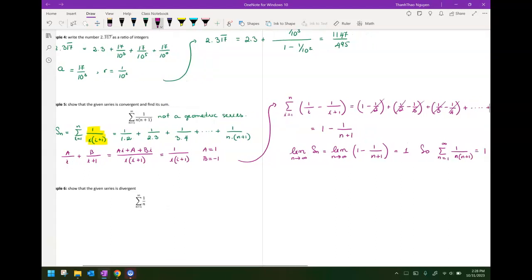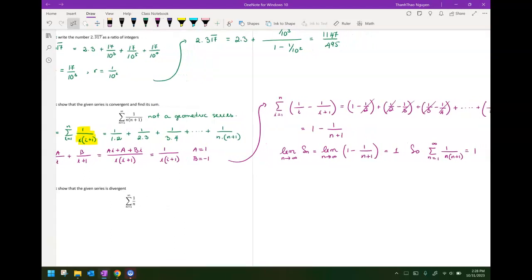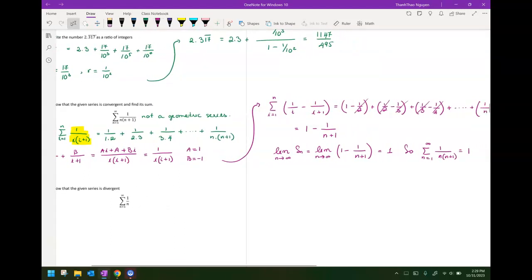In this series, when we have things canceling out in between, we call this a telescoping sum, because of all the cancellation in between.